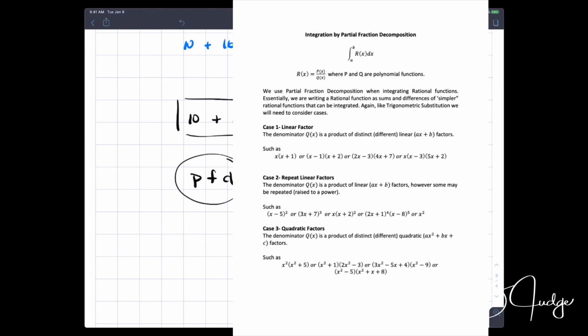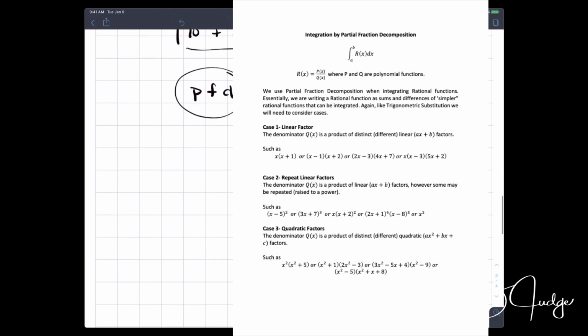First case that we want to focus on is what's called linear factors, and it's really known as distinct linear factors. Distinct meaning different. So if your denominator function, q of x, is a product of distinct, different linear factors. Now, let's write the meaning of linear. It's something you guys know. Linear is anything of the form ax plus b, like a linear equation in algebra. That's what they mean. And distinct means, again, different.